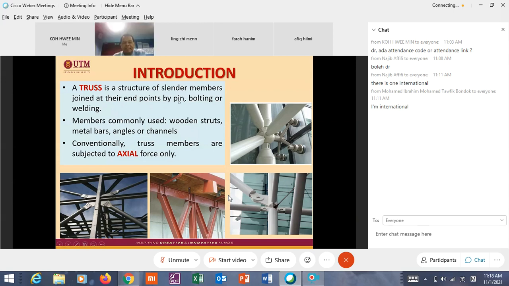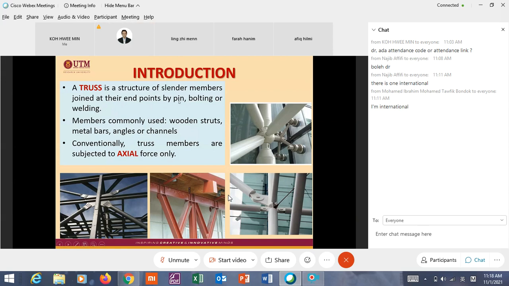If it is subjected to axial force, bending moment and shear force, it would normally be a frame. This is a truss, with pin connection. This is also pin connection. This one is three-dimensional, where we can use it as a space truss, which is the next topic.